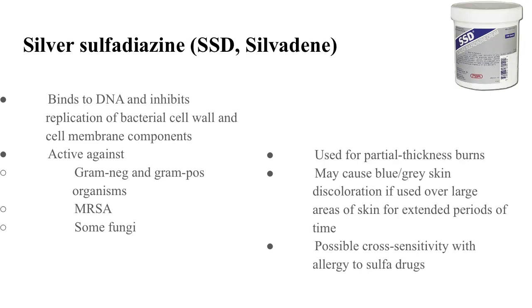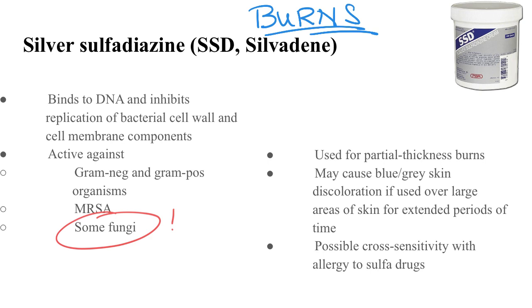Silver sulfadiazine, or SSD, is a product used specifically for burns. It binds to DNA and inhibits replication of bacterial cell wall and cell membrane components. It's a good broad-spectrum antibiotic, active against gram-negative and gram-positive organisms, even some fungi. It does have activity against MRSA.